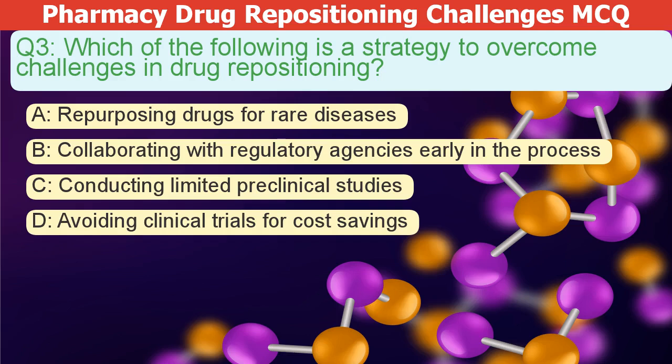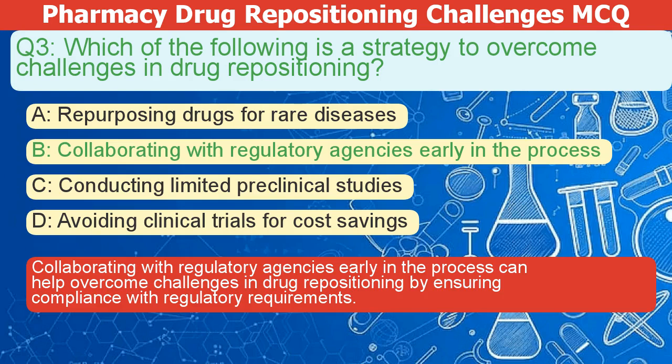Which of the following is a strategy to overcome challenges in drug repositioning? A. Repurposing drugs for rare diseases. B. Collaborating with regulatory agencies early in the process. C. Conducting limited preclinical studies. D. Avoiding clinical trials for cost savings. The correct answer is B. Collaborating with regulatory agencies early in the process can help overcome challenges in drug repositioning by ensuring compliance with regulatory requirements.